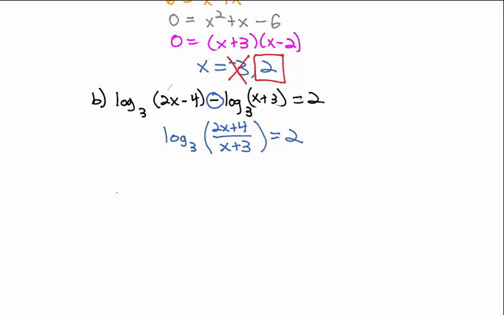Now that we have a single log, we can convert it to an exponent. 3 squared equals 2x plus 4 over x plus 3. And 3 squared, we know that is 9.